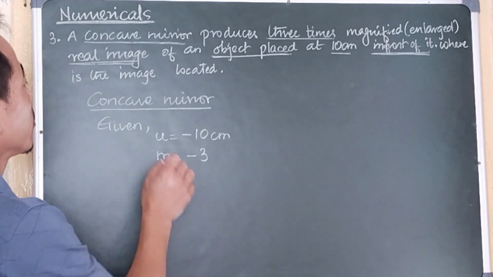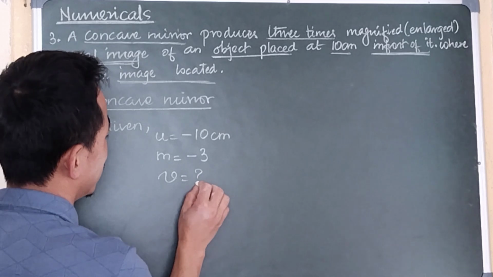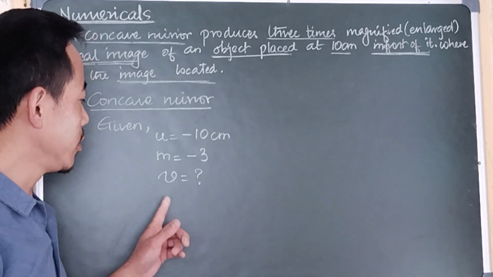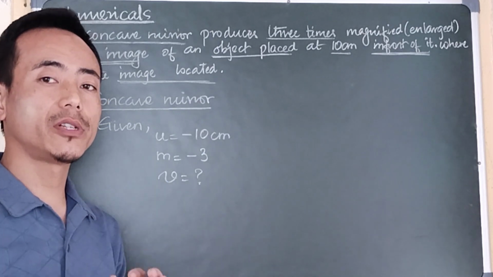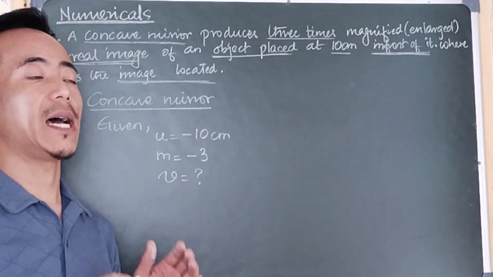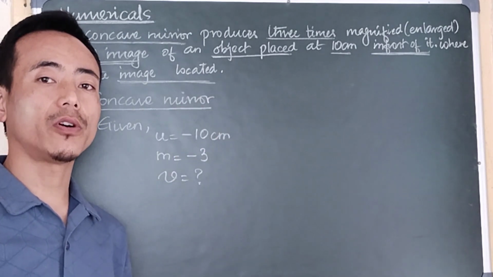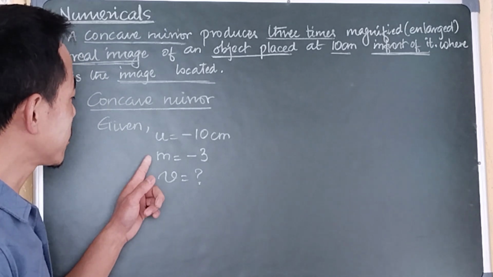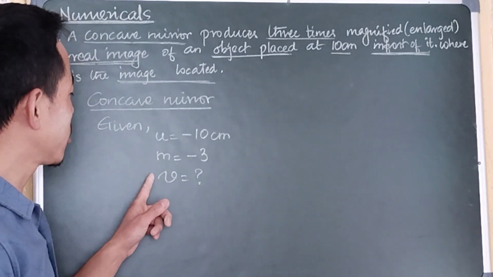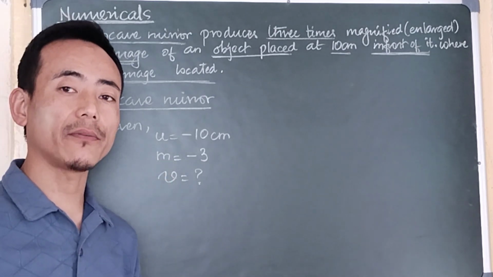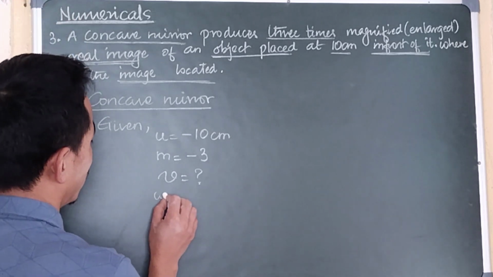And what we have to find out here is where the image is located, means we have to find the image distance. Now here, in order to find the image distance, we cannot use the mirror formula. It is not always suitable to use the mirror formula. So you have to read the question carefully, see the given data and think which formula is suitable. Here we can see 3 things: magnification, image distance, object distance. Do we have a relation between these 3? Yes, we do have the definition for magnification. So let's use that.